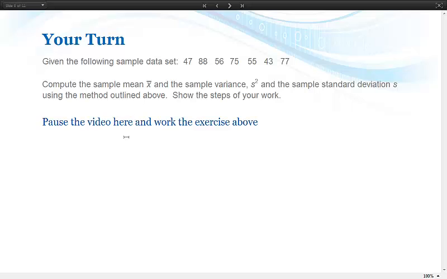So please pause the video, take out a piece of paper, do this work, maybe make your own table to help with the work to show all the steps. And then after you've completed your calculations of the mean, the variance, and the standard deviation, you can continue the video and I will reveal the solutions. Okay, so hopefully you've done that work. You've computed all the statistics, the mean, variance, and standard deviation for this data set. Let's compare answers.